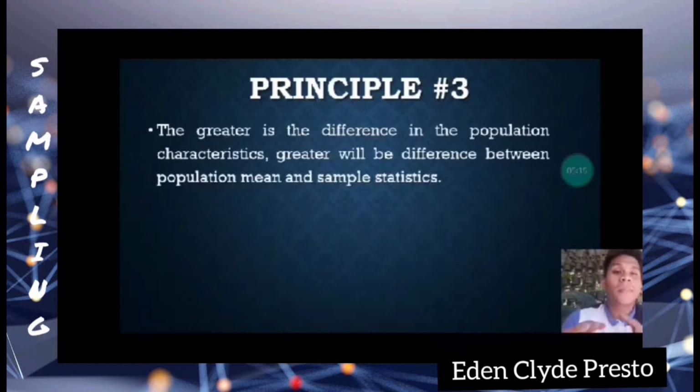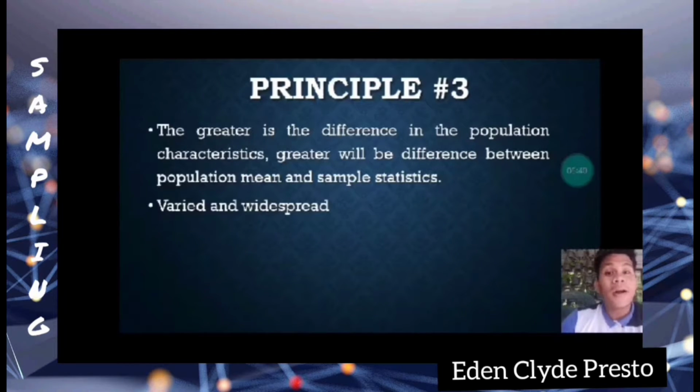Principle number 3 states that the greater the difference in the population characteristics, the greater will be the difference between population mean and sample statistics. So when the population is varied and widespread, the sample taken also contains greater variability and the results obtained may not be representative and generalizable of the population mean.